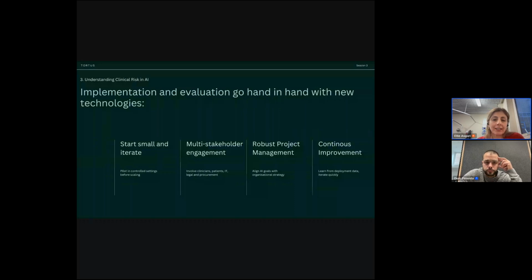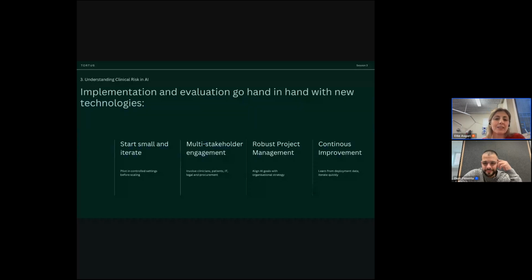So implementation and evaluation go hand in hand. Some good tips for practice. We've been through this throughout the talk, but it's good to start small and iterate, see how it's working in a small group, make sure that you can iron out any problems. You don't suddenly roll it out in the organization and see if it's not working.